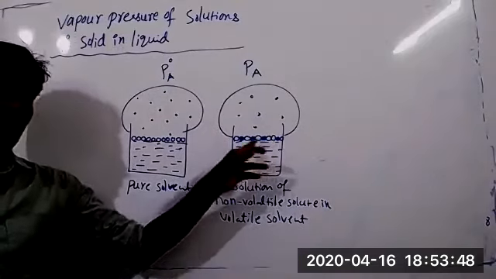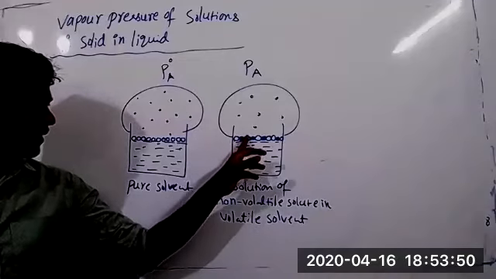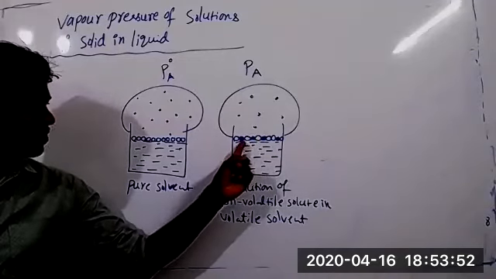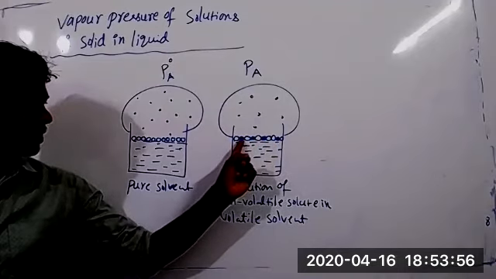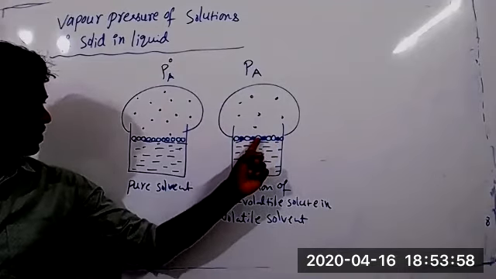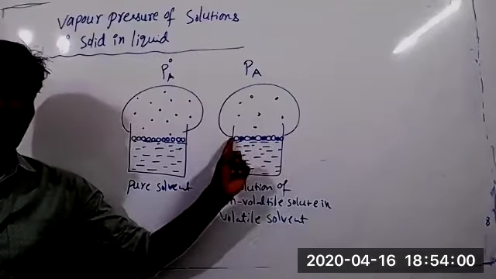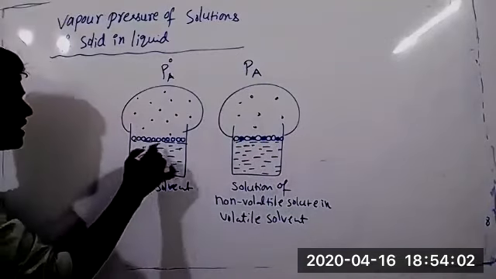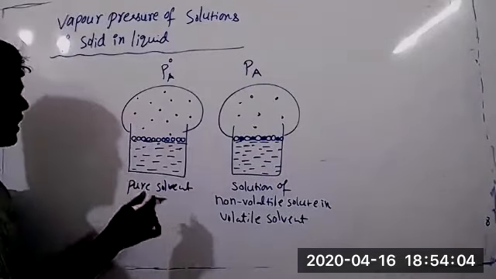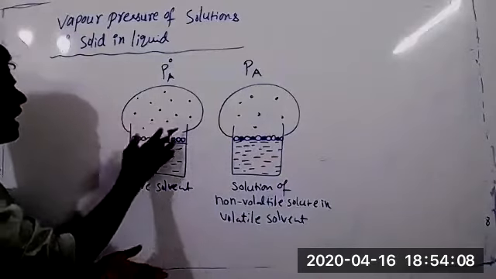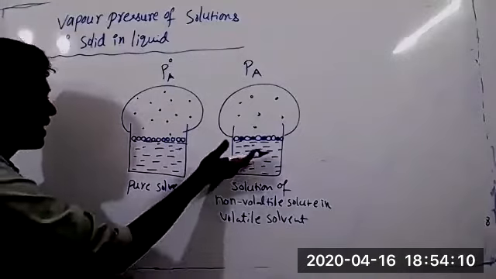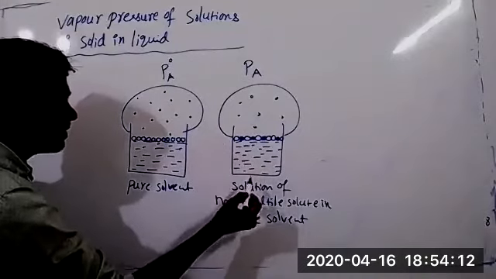Here the surface is covered with pure solvent molecules and some solute particles also. These are solute particles, and these zeros are solvent particles. Here the surface is covered with only pure solvent molecules. That's why these pure solvent molecules easily escape and they can become vapor. But here some surface is covered with solute particles.